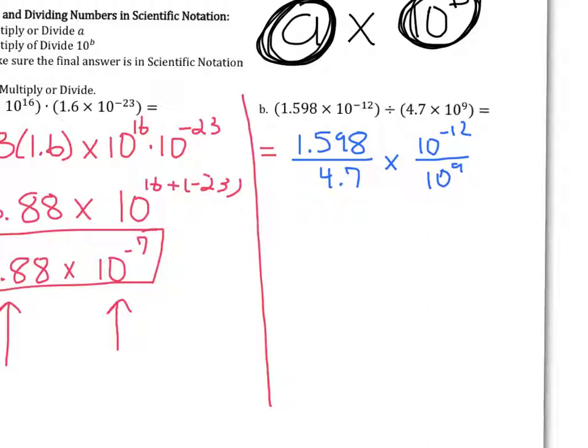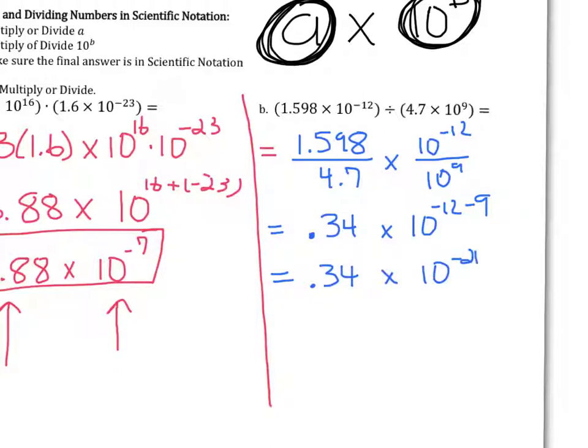1.598 divided by 4.7 is 0.34. And of course, with these exponents, we subtract them. I have negative 12 minus 9. And so we get 0.34 times 10 to the negative 21st power. Okay, now I've got to check to make sure that my numbers are in scientific notation, right? Notice here, I have 0.34 in the spot for A. That is not written in scientific notation because that is not a number between 1 and 9 point something, right? That's in the right form, but this is not.